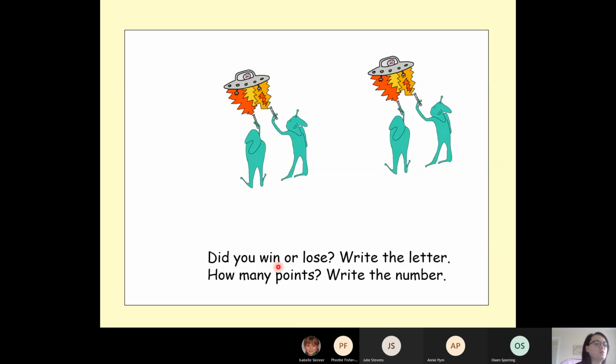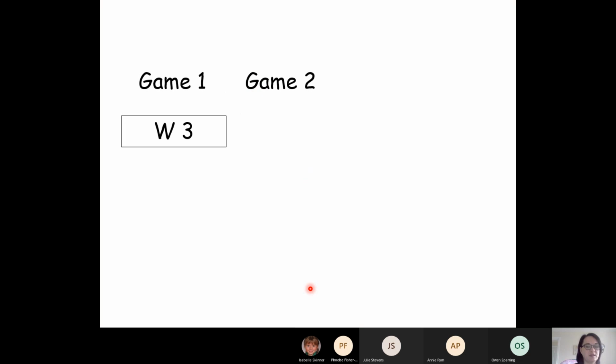So again, think about, did you win or lose? Write the letter. So W if you won points, L if we lost points. And then write down how many points we lost because we did lose that time. So here it is, game 2. We've still got W3, so on the same row, you can then write L2 because we lost 2 points.